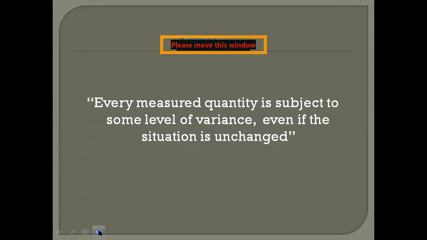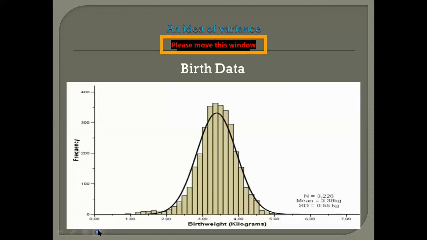Every major quantity, whatever you are going to measure, is subject to some level of variance, right? Even if the situation does not change, if you measure something today and measure the same thing tomorrow, there will be some sort of variance in that measurement. And this is natural. And there are so many circumstances that we are not able to model.